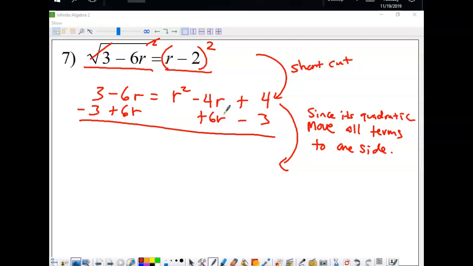You guys see? So these both cancel out. What's left over here? 0 equals r squared. Combine those. 4 minus 3.